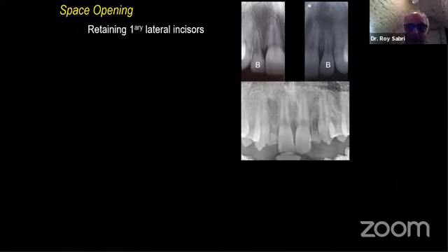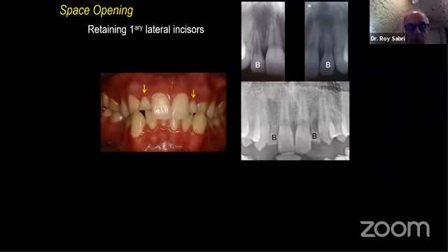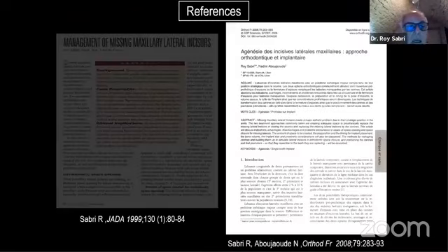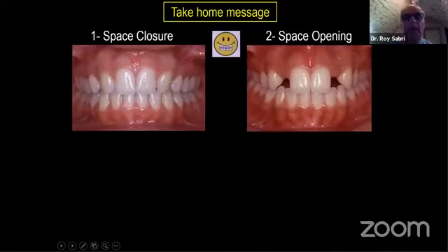Of course, you cannot retain these laterals if you already have a lot of root resorption, and they're very small with big centrals like this. But it's an option. This is an old publication of mine in the Journal of the American Dental Association. You can read it. It's still valid. It goes through what I said, but of course, I said something new now. But it's still basic material. This is another one in French, more recent.